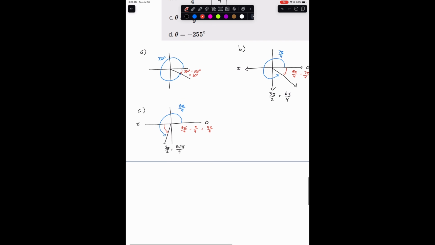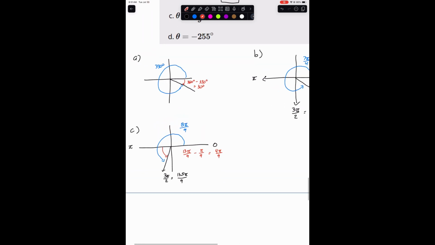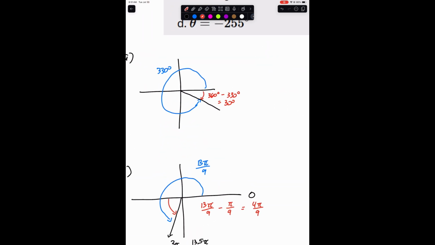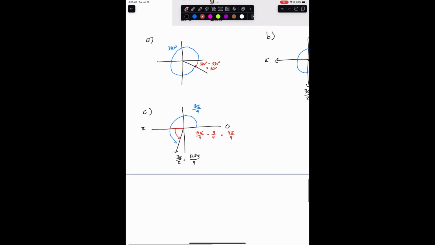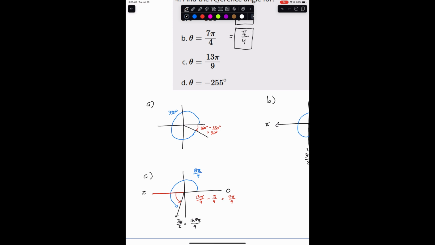So the other two were pretty easy because you're doing a full circle minus the angle. In this case, we want this red line. It's essentially part of a small chunk of the main angle. But since we're starting at pi, we have to take pi away from the big angle, and we get what's left, which is a reference angle. So the answer for part C is 4 pi over 9.